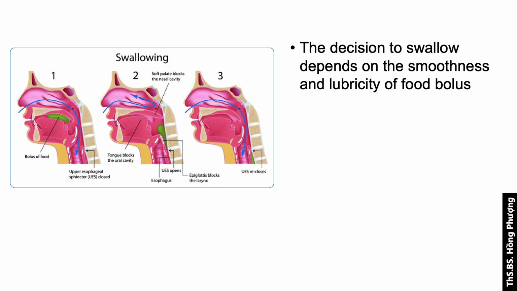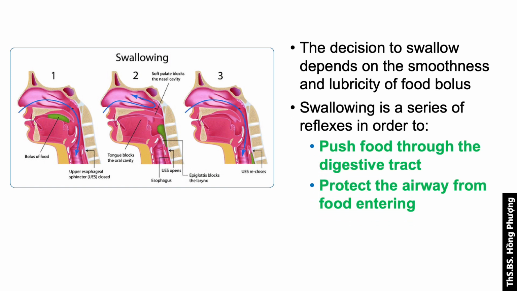As mentioned in the topic of mastication, in order for the swallowing process to proceed smoothly, the food must be cut and ground to an appropriate level and mixed with saliva to form a food bolus. Saliva is also a component that helps lubricate the food bolus so that swallowing can occur. Swallowing is a series of reflexes in order to push the food through the digestive tract and protect the airway from food entering.